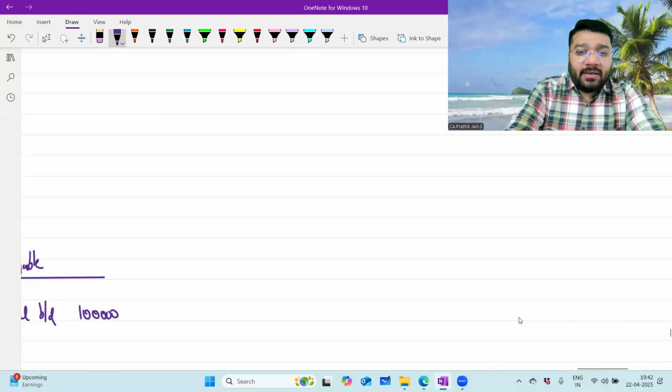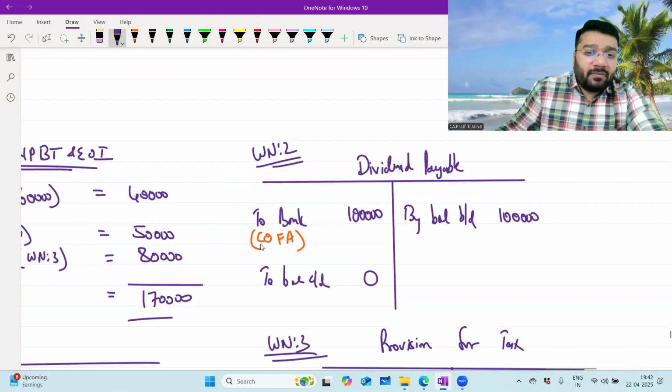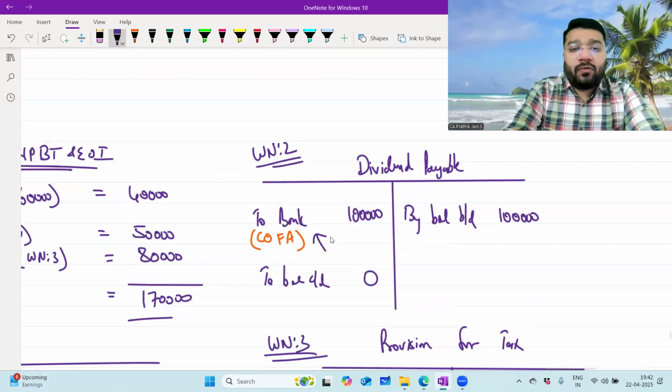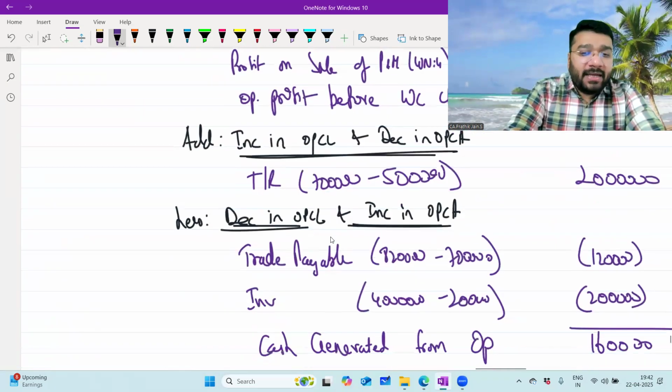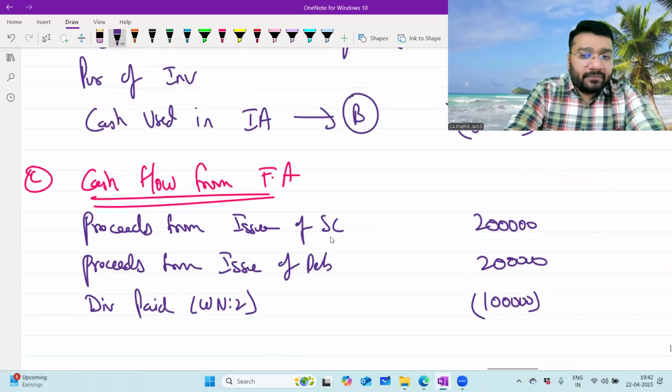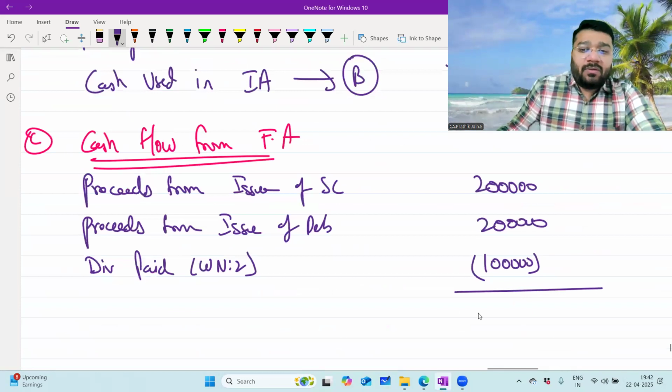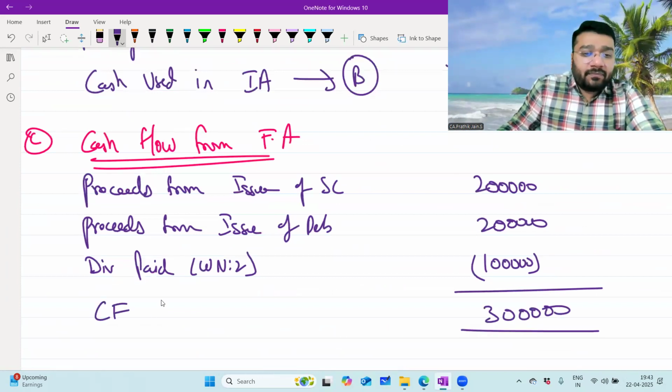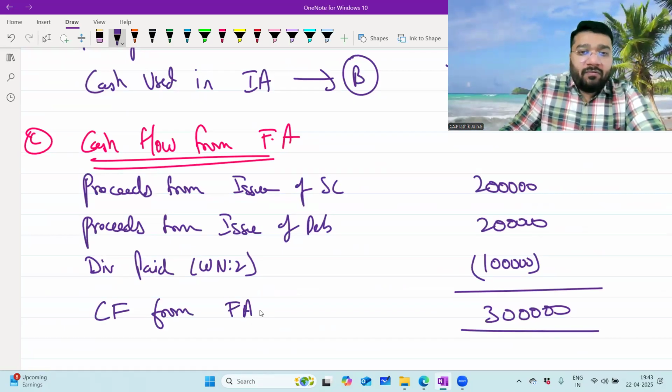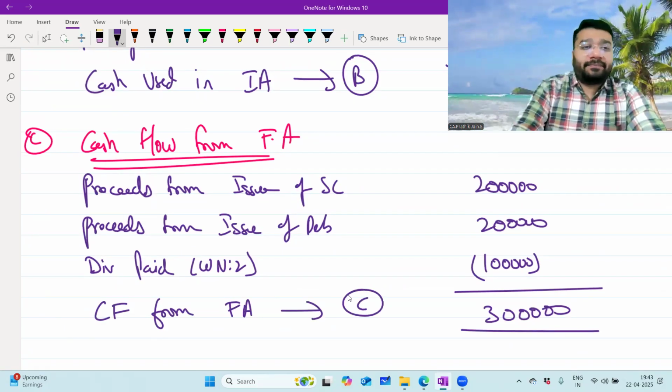Guys, dividend paid here is 1 lakh. Cash outflow from financing activity. Anything else? 3 lakh cash flow from finance. 3 lakh is the cash flow from financing activity. Financing activity, point number C.